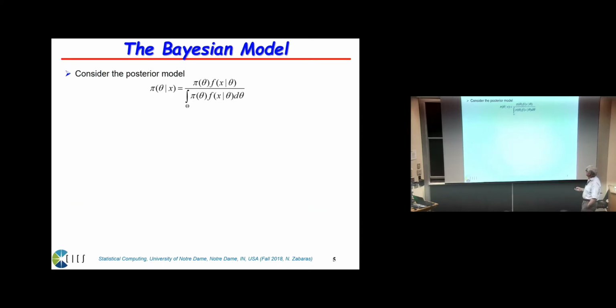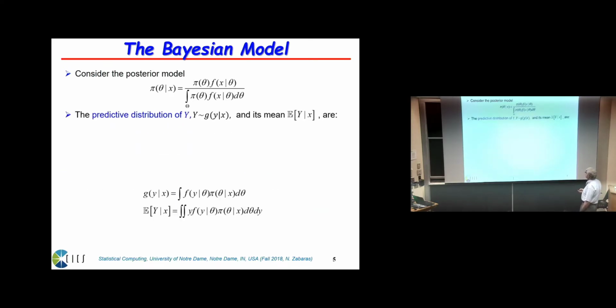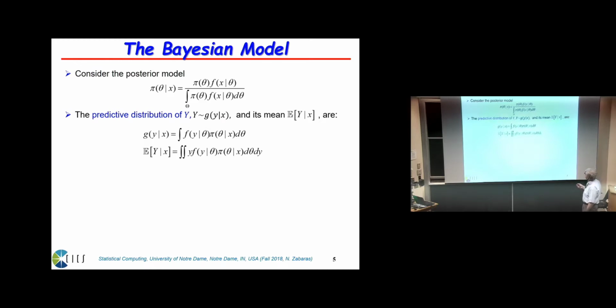So integrals all over the place, and it keeps going, because if you already computed the posterior using training data X, and now you want to do predictions Y, this is the predicted distribution. We see it once more.